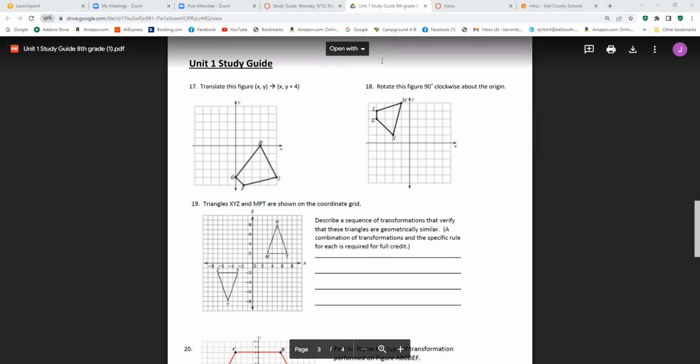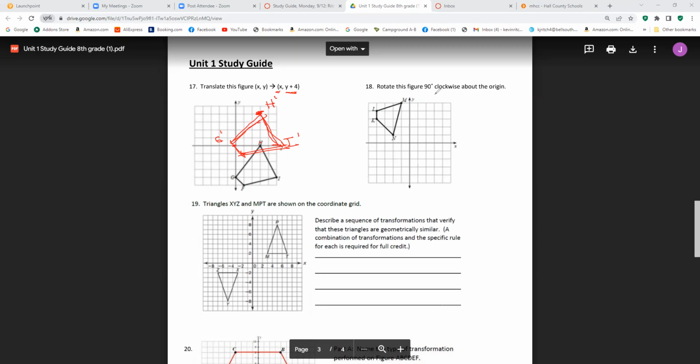We are going to translate this figure. It says we're not going to go right or left, but we're just going to go up 4. So we're going to take this figure and go up 4: 1, 2, 3, 4. There's H prime right there. Up 4: 1, 2, 3, 4. There's I prime. And for F, 1, 2, 3, 4. And for G, 1, 2, 3, 4. There's G prime. So when we connect our dots, if I could draw a straight line, our figure should be the same size, same shape, just translated up 4 units.